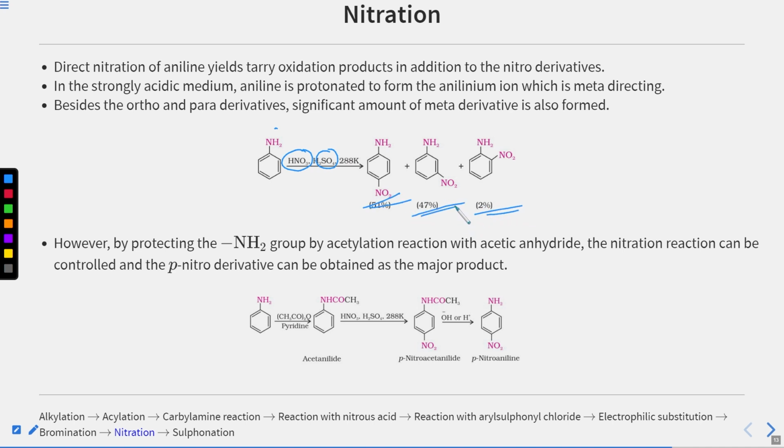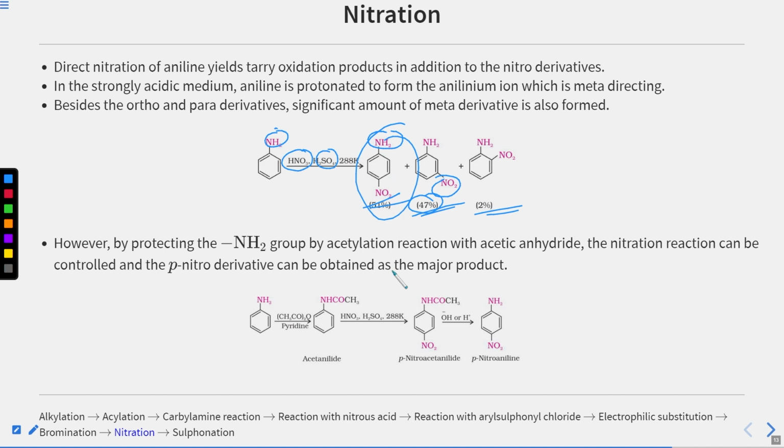And in the strongly acidic medium, aniline is protonated to form the anilinium ion, which is meta directing. So if we use any acid here, it will protonate the NH2 at the same time. And due to the protonation of this NH2, we get a meta derivative also, which is present in a large amount, almost proportional to the para product.